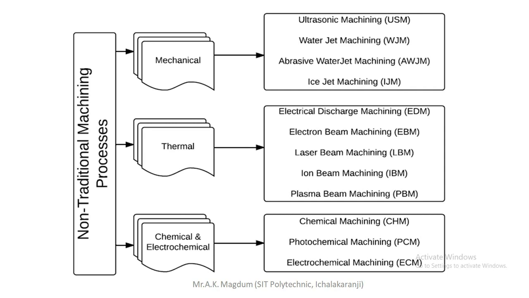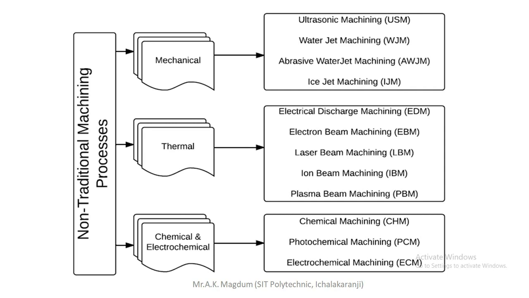Next one is the thermal. Under the thermal there is electrical discharge machining, or in short EDM. Next one, electron beam machining, or in short EBM. Laser beam machining, LBM. Ion beam machining, IBM. Plasma beam machining, PBM. So these are the various thermal energy methods used for non-traditional machining processes.